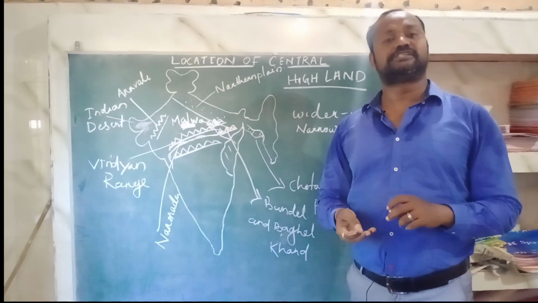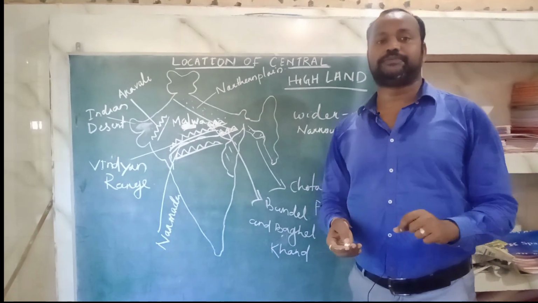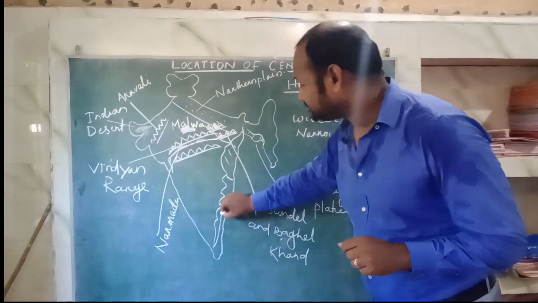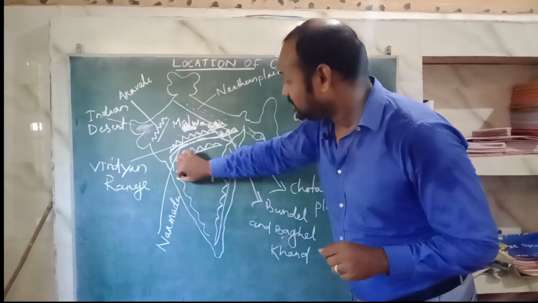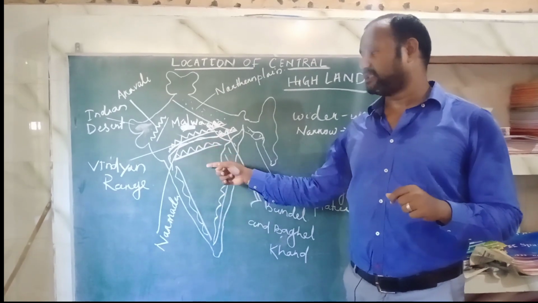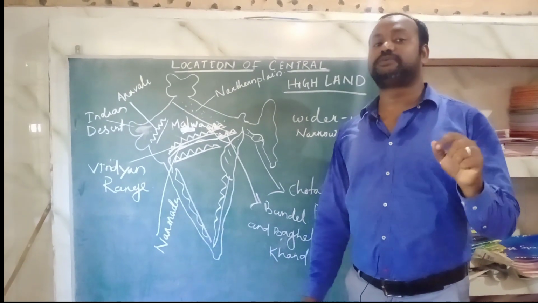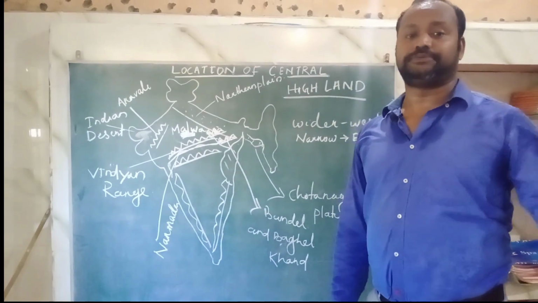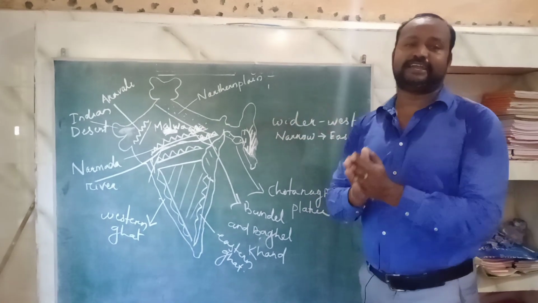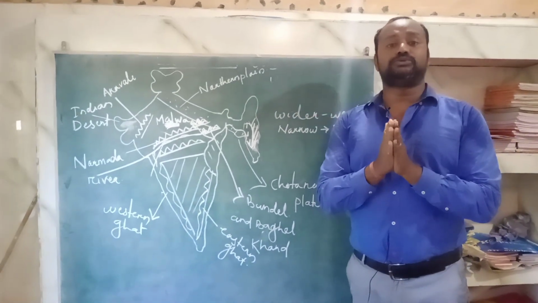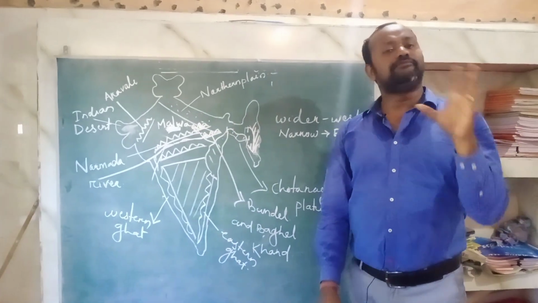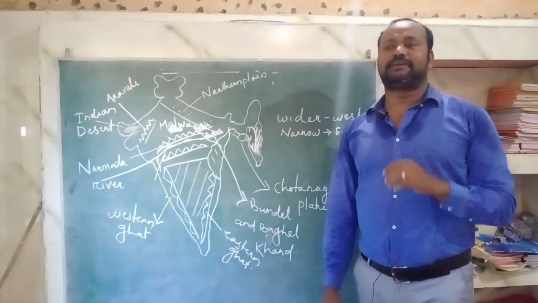Next we are going to discuss the Deccan Plateau. Mostly the part of the Peninsular Plateau which is located south of the river Narmada is known as what? Deccan Plateau. Students, we are going to discuss the Deccan Plateau, which is located south of the river Narmada. So first let's discuss the Deccan Plateau.